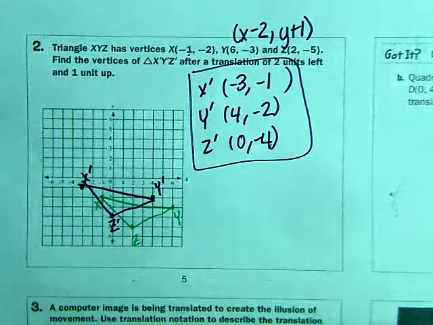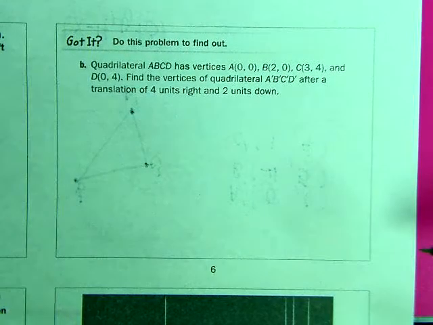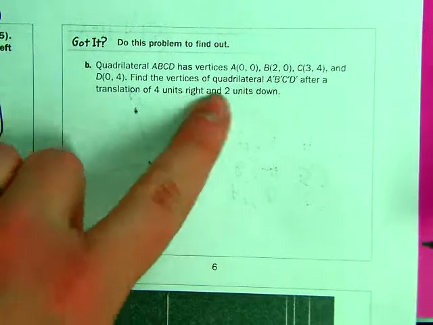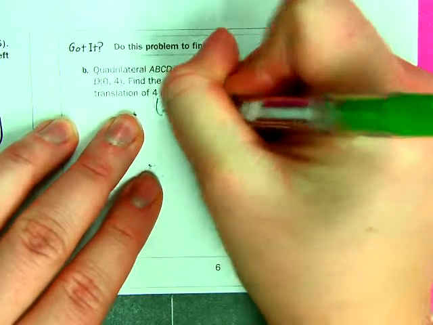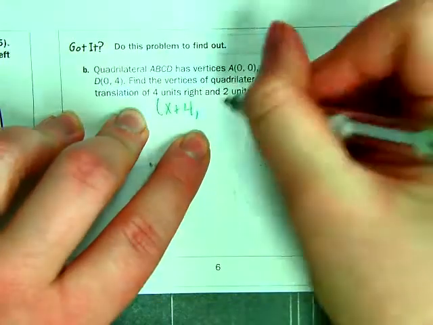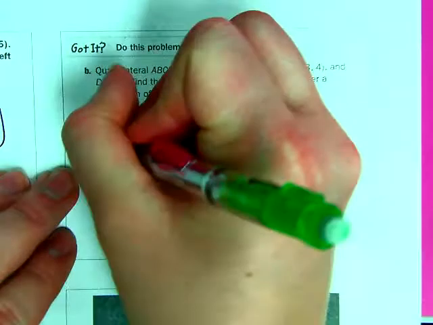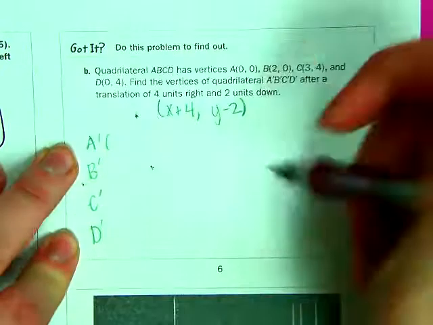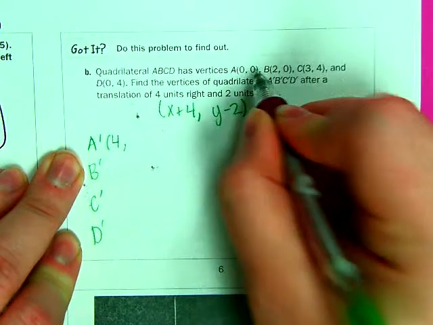Which leads us into slide 6, which is going to ask us to do exactly that. Quadrilateral, so a 4-sided shape, 4 letters, 4 vertices, has these vertices. Find the vertices of the new one, the image, after translation of 4 units right. Okay, so that's going to be x plus 4, and y minus 2. So all of our x coordinates, we can just add 4. So we have a prime, b prime, c prime, and d prime. So if we add 4 to 0, we would get 4. Subtract 2 from 0, -2.